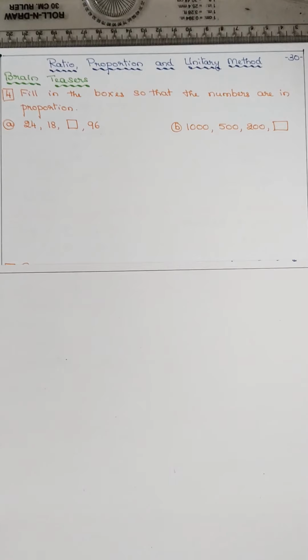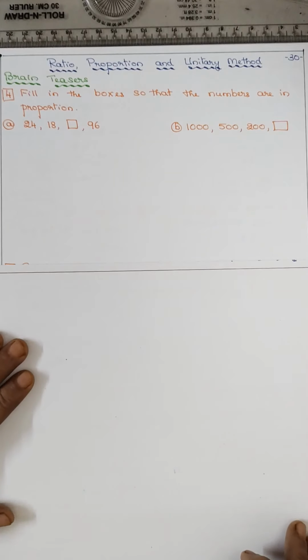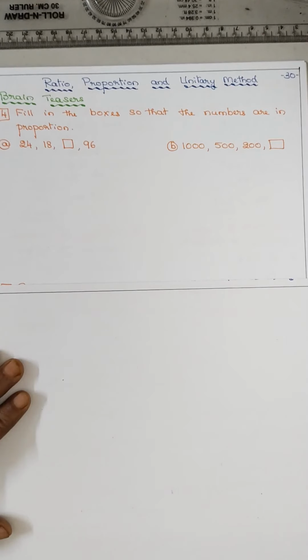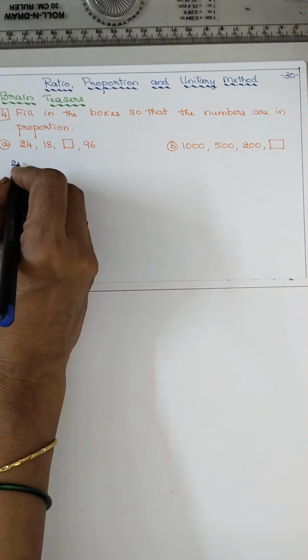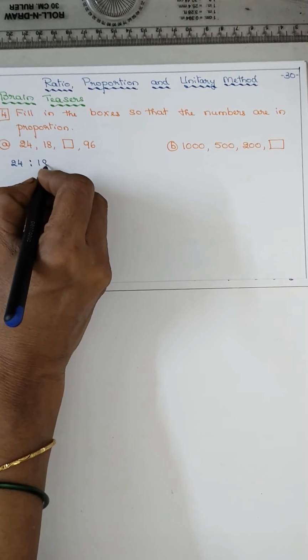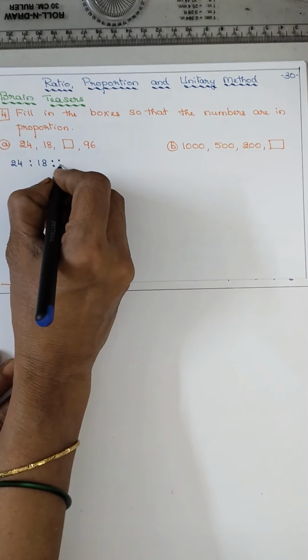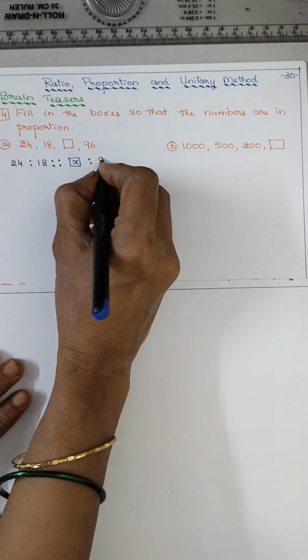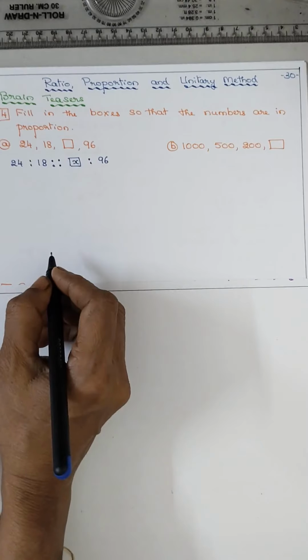We were discussing the brain teasers of ratio, proportion and unitary method. Now coming to the fourth question, fill in the boxes so that the numbers are in proportion. Already they have told the numbers are in proportion. So that means 24 is to 18 in proportion with box, that is x, is to 96.